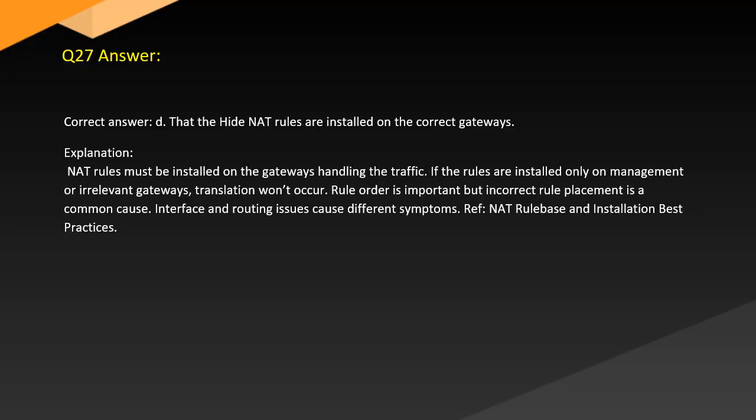Answer. Correct answer: D. That the hide NAT rules are installed on the correct gateways. Explanation. NAT rules must be installed on the gateways handling the traffic. If the rules are installed only on management or irrelevant gateways, translation won't occur.